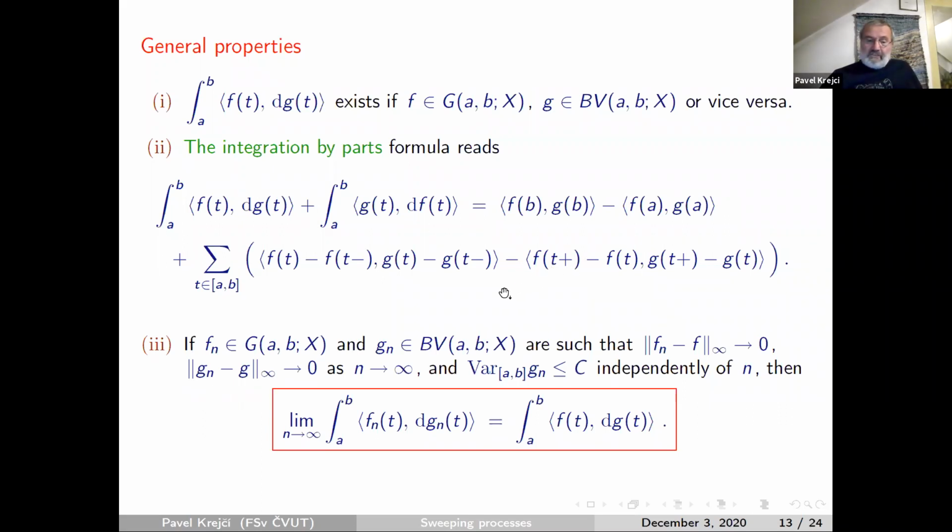And now the substantial feature of the Kurzweil integral is the behavior with respect to convergences. So if we have a sequence of regulated functions f_n which converge uniformly to f, and another sequence of regulated functions g_n which converge uniformly to g, and for example the variation of g_n is bounded independently of n, then the integrals converge to the integral f dg.